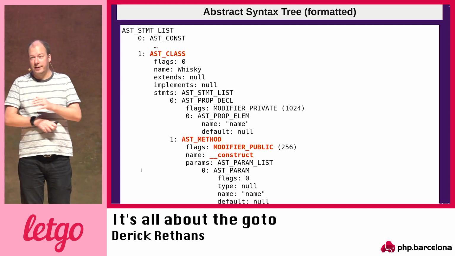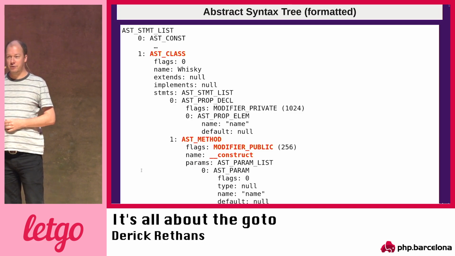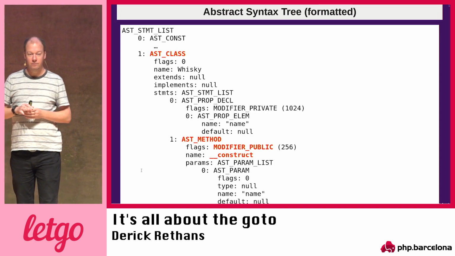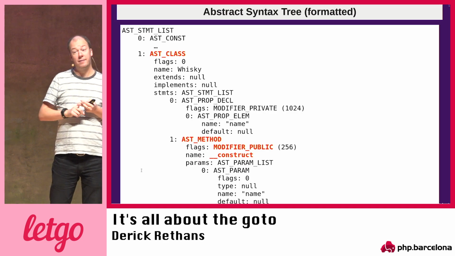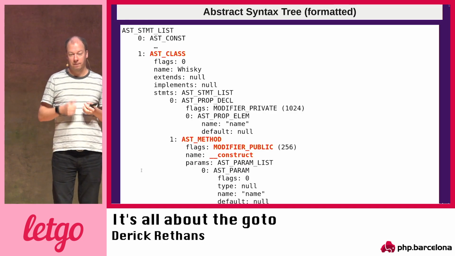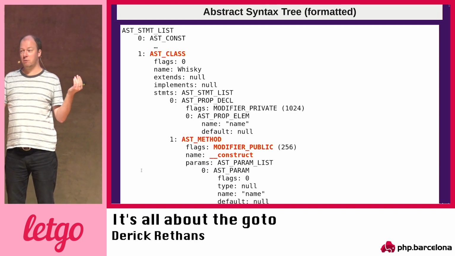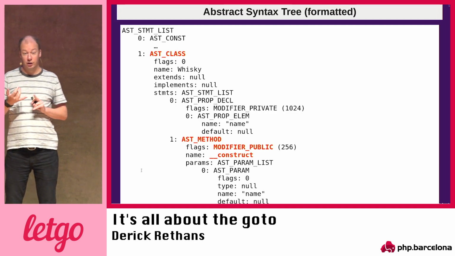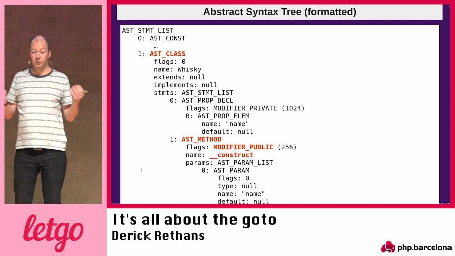Now, as we have seen already, a script consists of top statements, and the top statement is represented by the first line in the tree, which is AST statement list. You can have constant definitions, which I stripped out here, and then you have a class definition. In this class definition, it has multiple arguments, right? It has flags, whether it's abstract or final. In this case, it's 0, so nothing there. It has a name, it's called whiskey. It doesn't extend any other class. It doesn't implement any interface, because those are both nulls.